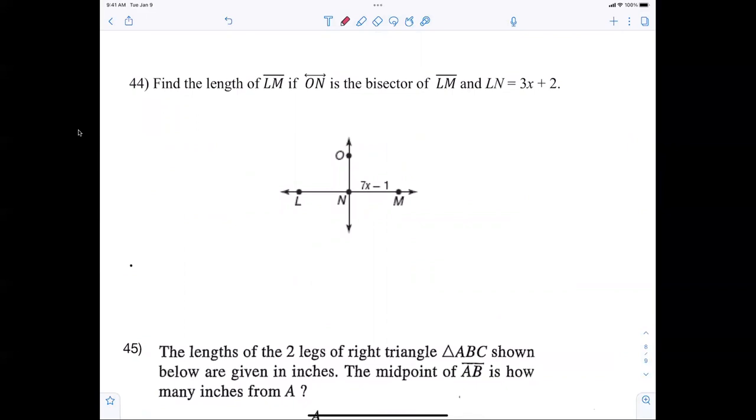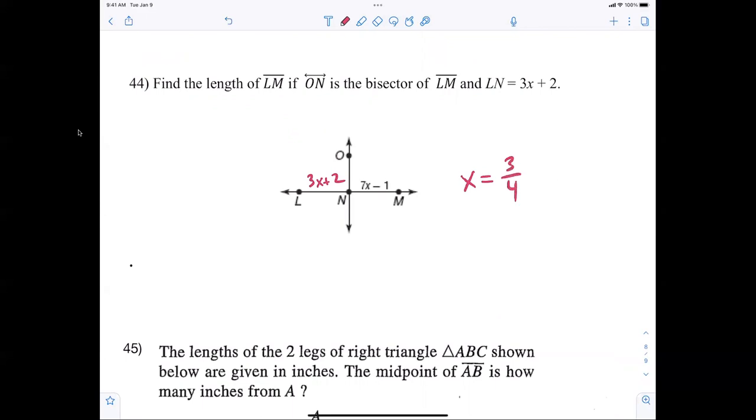ON is the bisector. LN is 3x plus 2. So what's true? Come on, Sebastian. If you didn't do the problems, all right. Do you agree with me on that? That was simple. So x is equal to what? 3/4. Yeah, x is 3/4.